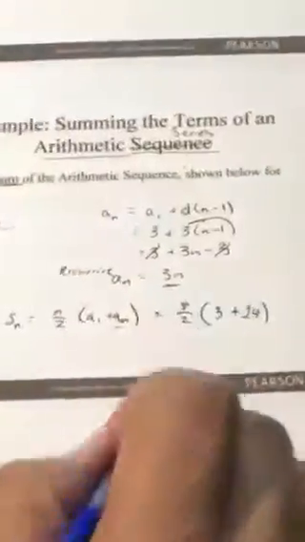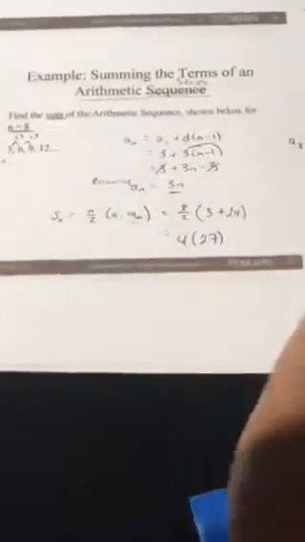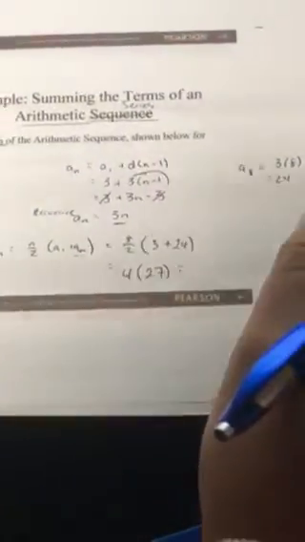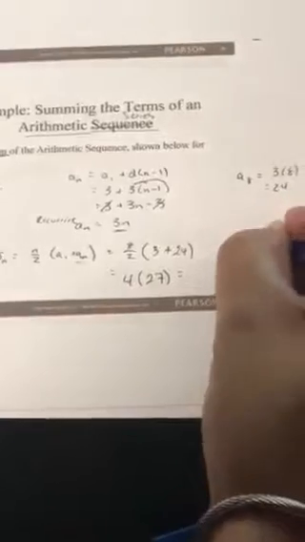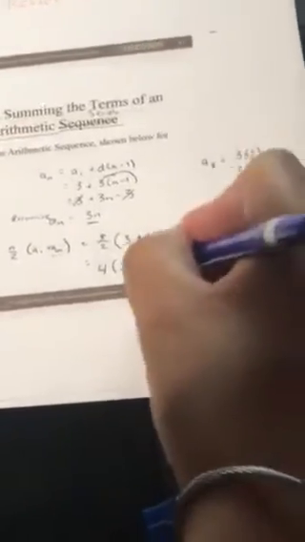And from here, guys, you just do some math. So 8 divided by 2 is 4. 3 plus 24 is 27. So this is 4 times 27, which equals 108. Okay.